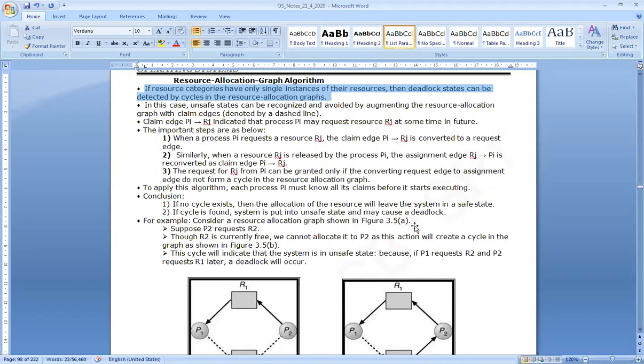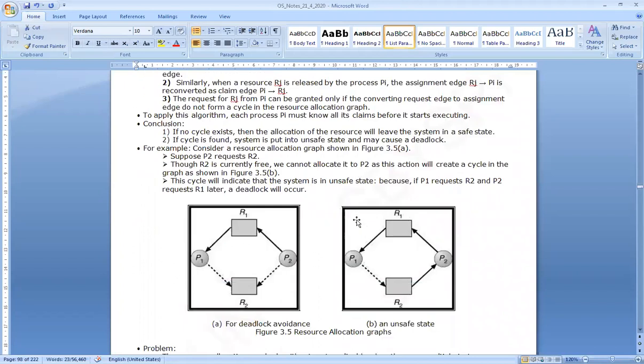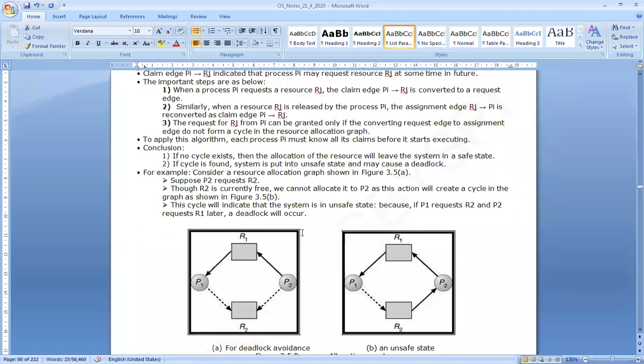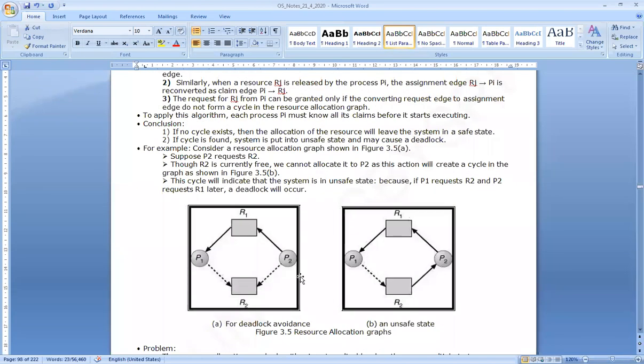Resource and process are represented in the form of a graph. As you can see here, these are the resources: resource R1 is there, R2 is there, and process P1 is there, process P2 is there. If the resources and the processes are represented using a directed graph, then it is called the resource allocation graph. So in this diagram, for deadlock avoidance, unsafe state.